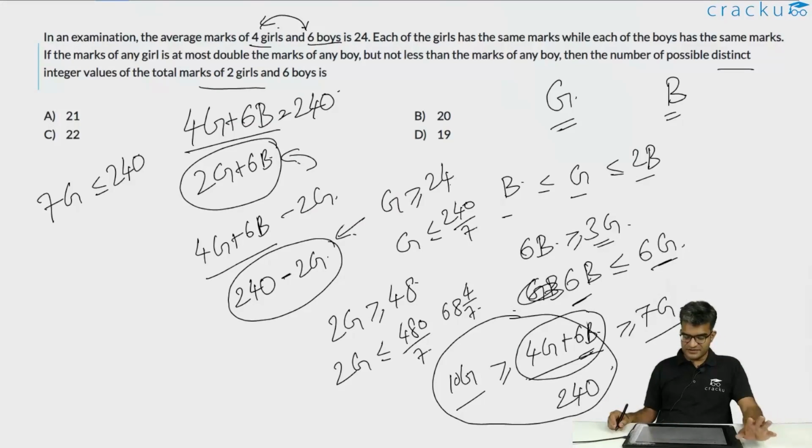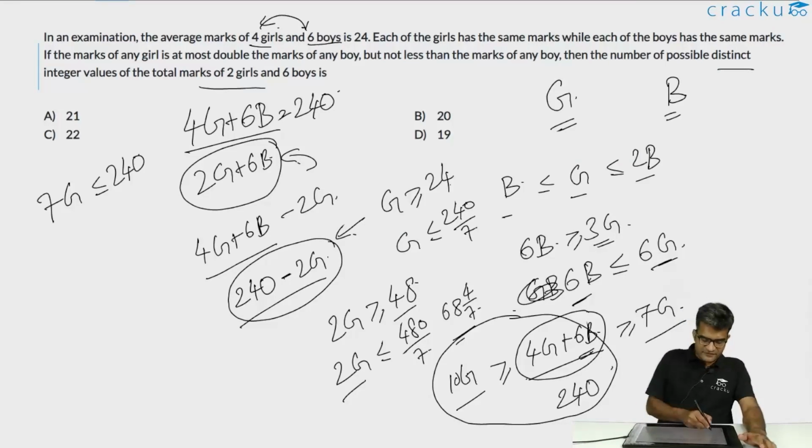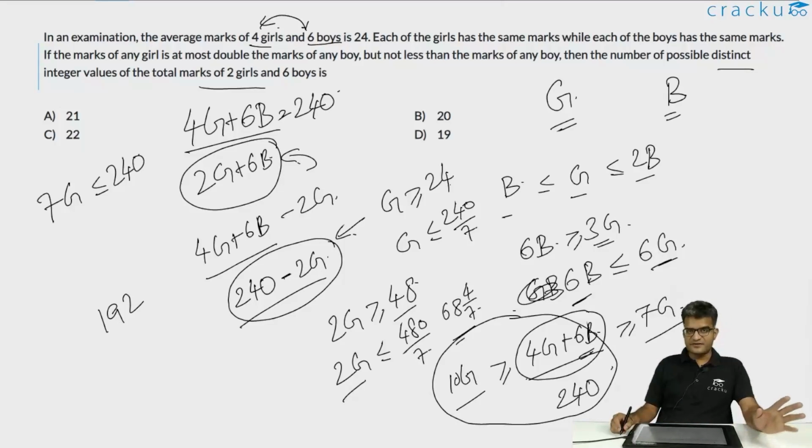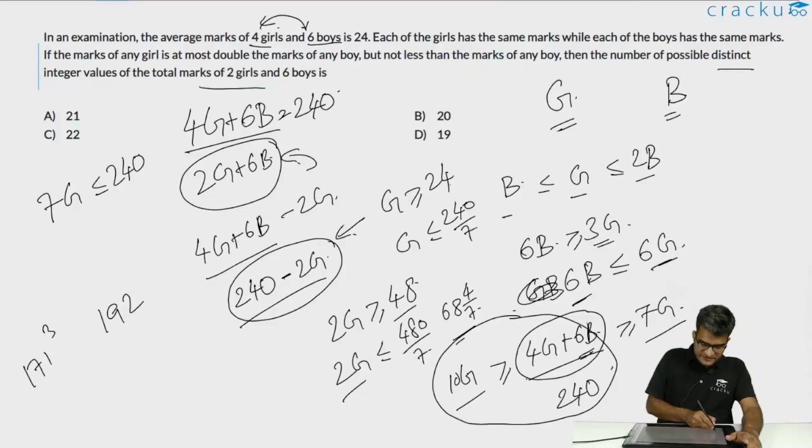Because 68 into 7 will be equal to 476 plus 4 by 7. So 2g will lie between 48 and 68 4 by 7. So 240 minus 2g will lie between 192 on the higher side, and the lower side will be 240 minus 68 4 by 7, which is equal to 171 3 by 7.